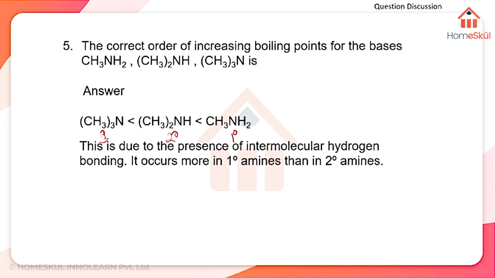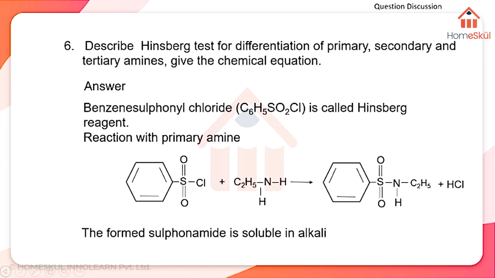When you are asked to arrange them in order of increasing boiling point, you have to look at the primary, secondary, and tertiary cases. Okay, that is it. Now let us discuss the next question. Describe the Hinsberg test for differentiation of primary, secondary and tertiary amines, and give the chemical equation.